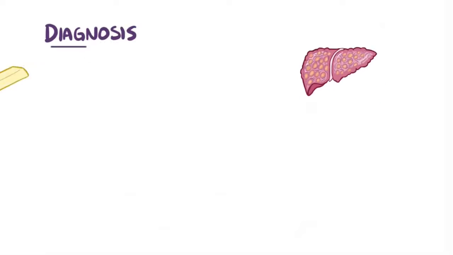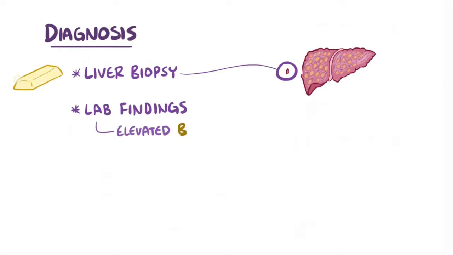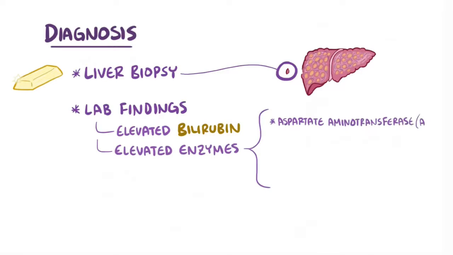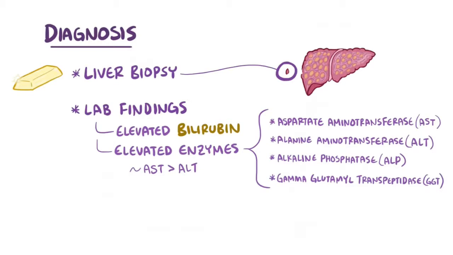For diagnosis, the gold standard is a liver biopsy, which is taking a tiny sample of the liver tissue and examining it under a microscope. Common lab findings include elevated serum bilirubin, as well as elevated liver enzymes like aspartate aminotransferase, or AST, and alanine aminotransferase, or ALT, where AST is usually more elevated than ALT. Also, alkaline phosphatase, or ALP, and gamma-glutamyl transpeptidase, or GGT, can also be elevated. And there might also be thrombocytopenia, or low platelet count.